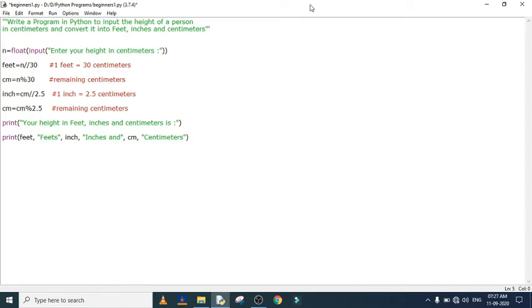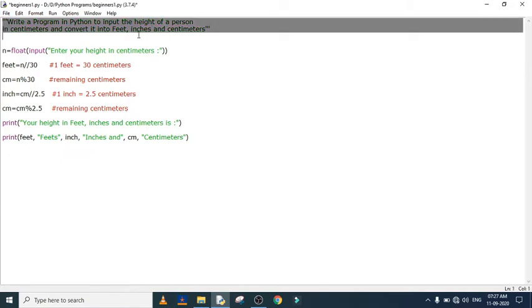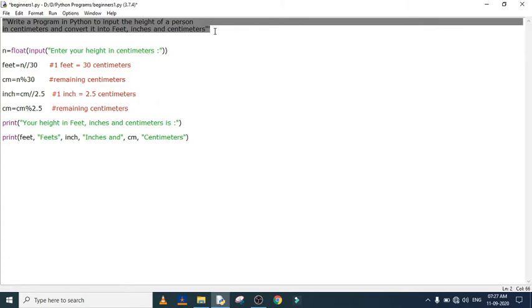Now, according to a problem, I designed this program for you all. This program will ask you to input the height of a person in centimeters and convert it into feet, inches and remaining centimeters. So the process will be the same: input, processing and output. But according to the problem, we have to design the program. I'm telling you what concept is to be used in which program.